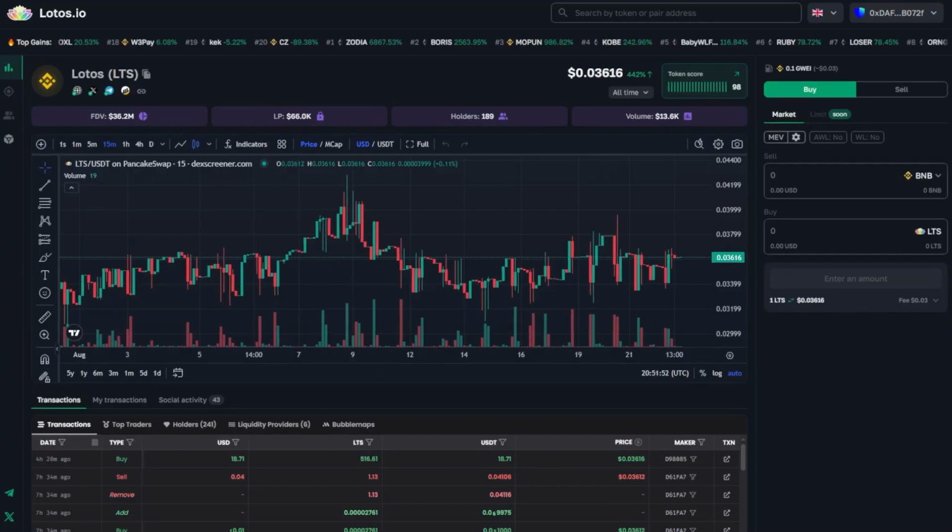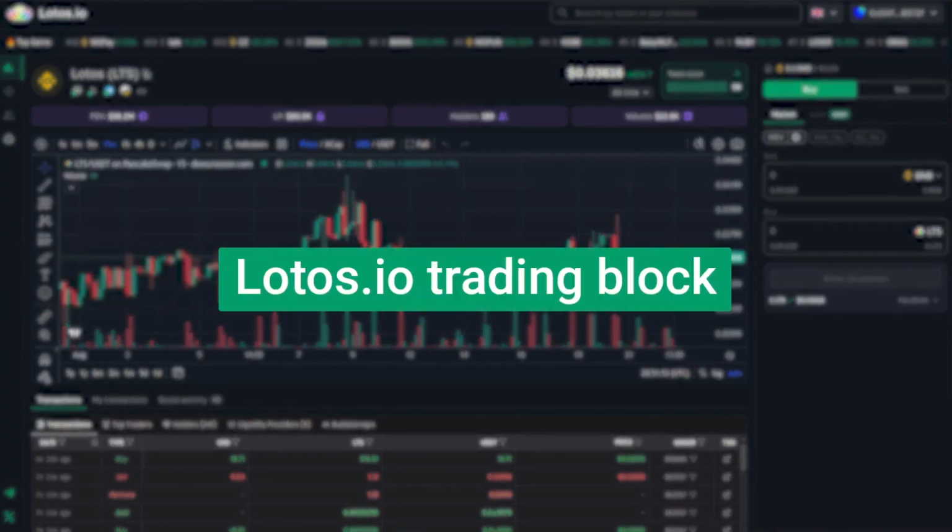Hello. In this video, let's take a closer look at our trading block, which is located on the right side of the interface.